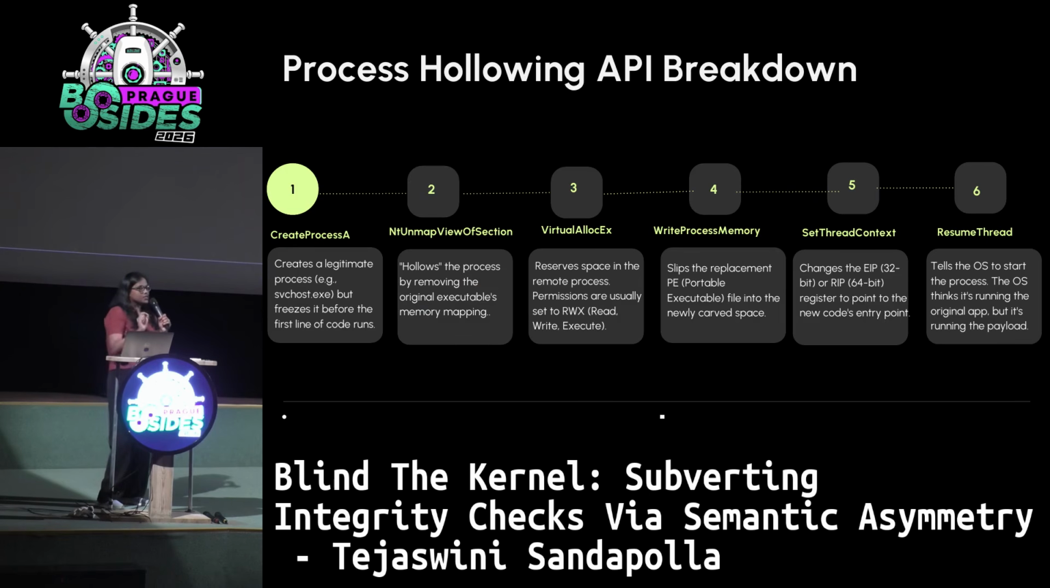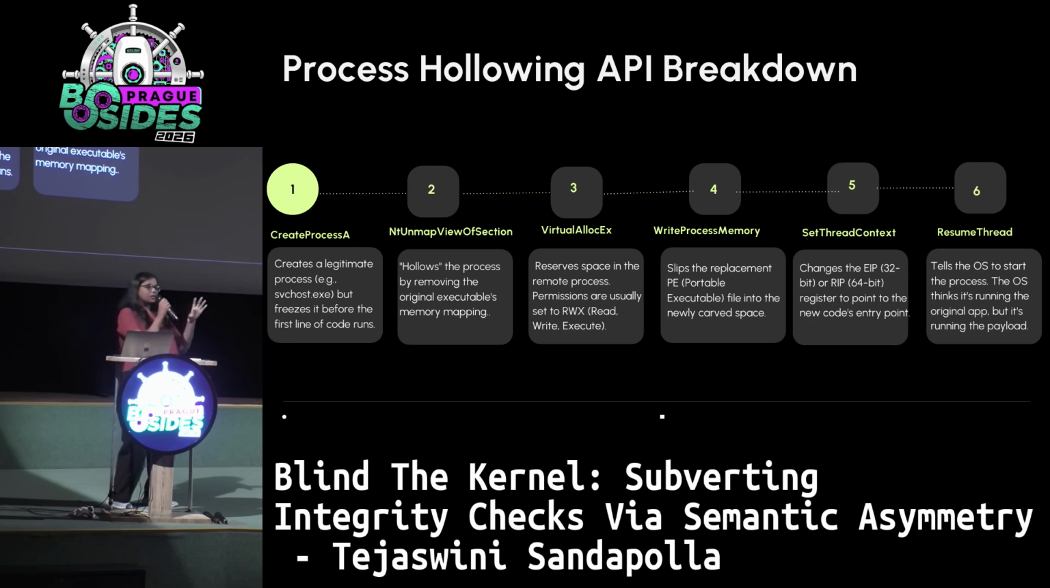Now, how does this process hollowing happen, and what APIs does it use? First, it has to create the target process in a suspended mode. For that, it uses the CreateProcess API. What is this target process? It is a legitimate process, like svchost.exe or explorer.exe or any legitimate process of the Windows operating system. After creating the process in a suspended mode, it has to unmap its sections. The next API called is NtUnmapViewOfSection, so it hollows the process by removing the original executable's memory mapping.